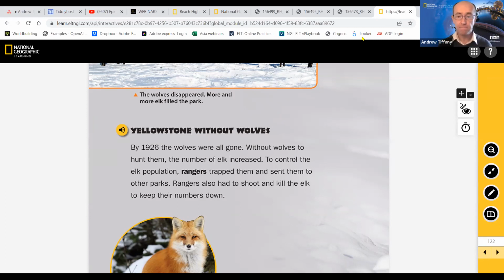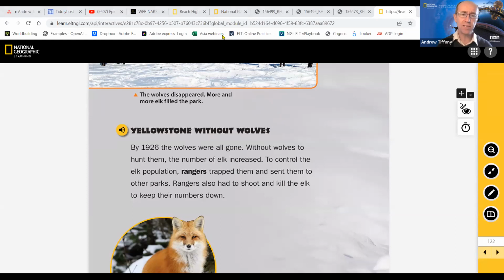Okay. Yeah, so Dell, you've got a different one, right? Yeah, okay. So there's quite a few things here. It's like without the wolves, the number of elk increased. That's a cause and effect, right? Because the number of elk increased, then the hunters started to send them to other parks and trap them and kill them, right? So that's making more work for the people, more work for the rangers, right?